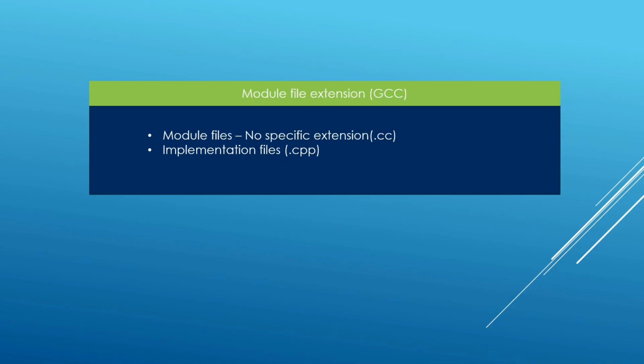If you are using GCC, GCC doesn't really enforce any extension. In many examples I have seen the CC extension. Clang has also its preferences. Module files will have the .cppm extension. Implementation files will have the CPP extension. And the BMIs will have the PCM extension. And we will get a chance to see this when we play with modules in a while.